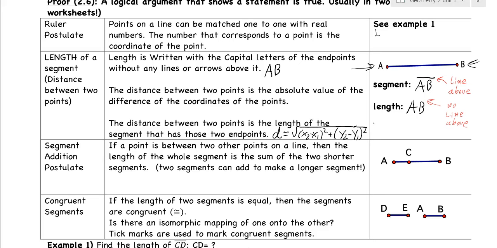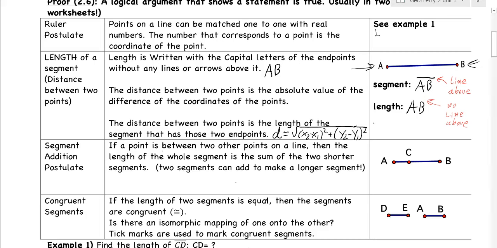Second postulate of the day, far more important than the first postulate of the day. The ruler postulate tells you to measure something. The segment addition postulate is something that you have to be able to look at and know that you can use. If a point is between two other points on a line, then the length of the whole segment is the sum of the two shorter segments. Two segments can add together to make a longer segment in a line.